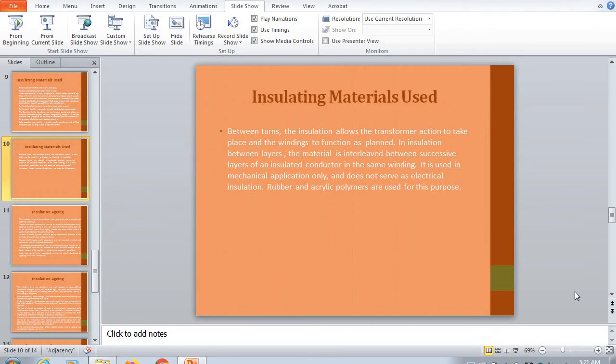Between turns, the insulation allows the transformer action to take place and the winding to function as planned. In insulation between layers, the material is interleaved between successive layers of an insulated conductor in the same winding. It is used in mechanical application only and does not serve as electrical insulation. For this purpose, rubber and acrylic polymers are used. Thus, we can understand so many insulating materials are required for the proper safe operation of a transformer.